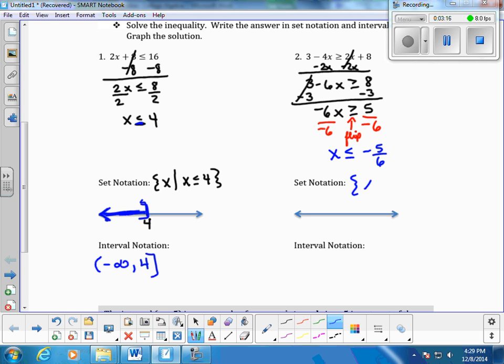Set notation would be all the values of x such that x is less than or equal to negative 5 sixths. On our graph, I'm just going to represent negative 5 sixths once again because it has the bar, it's going to be a bracket and it's less than. So interval notation. As I read left to right, the first thing I come to, it's similar, so it's going to be negative infinity to negative 5 sixths with a bracket.